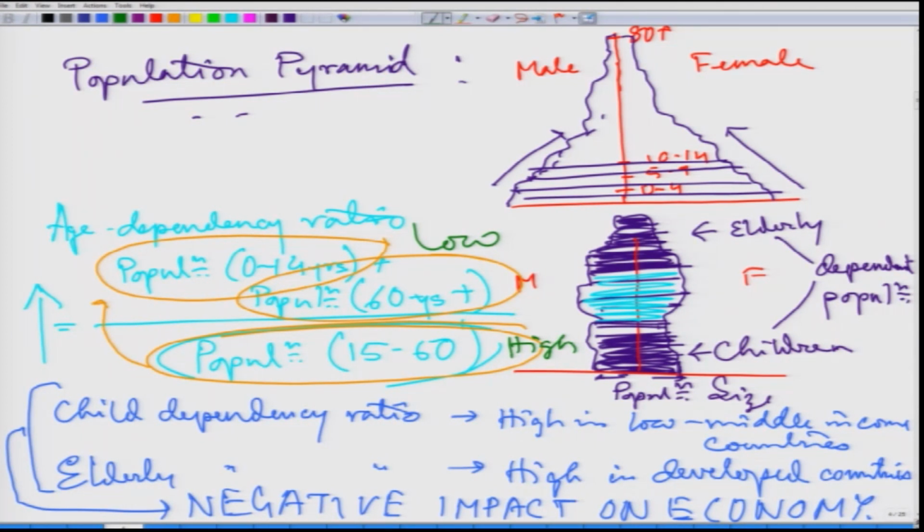But this is a transition phase between a very low development and a very high development phase. This is known as the demographic dividend.